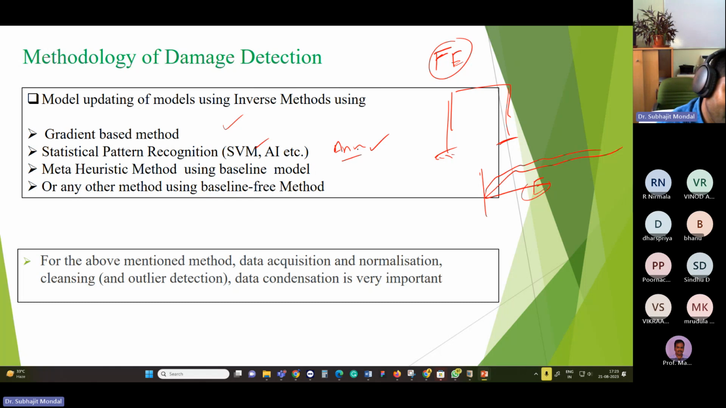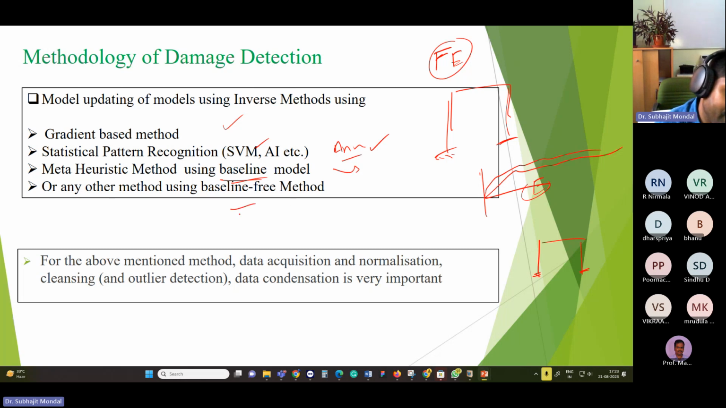Another is your metaheuristic based method, where we have a baseline. Baseline means you know the properties of the structure, the material properties and the geometric properties, and you can model it and get the response. From that you can identify the damage.